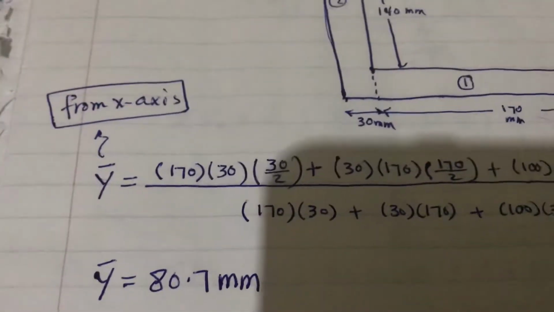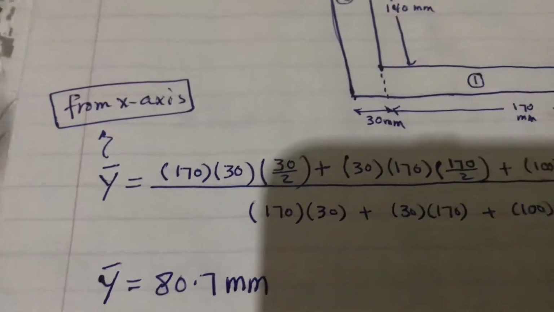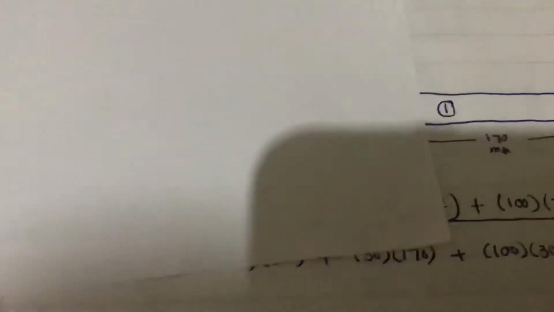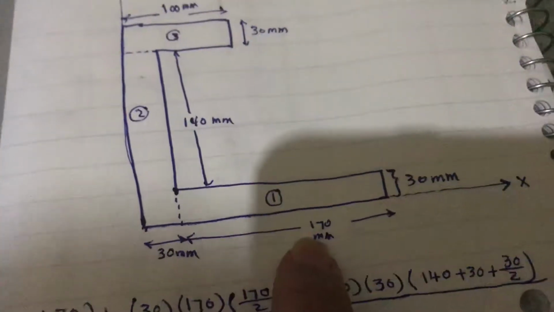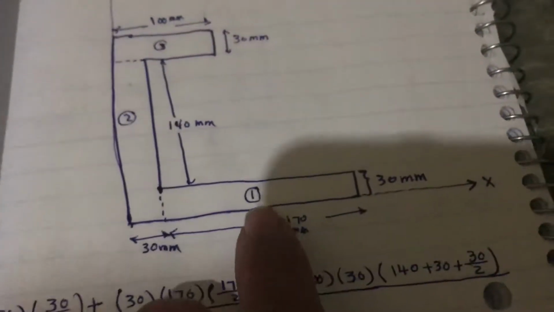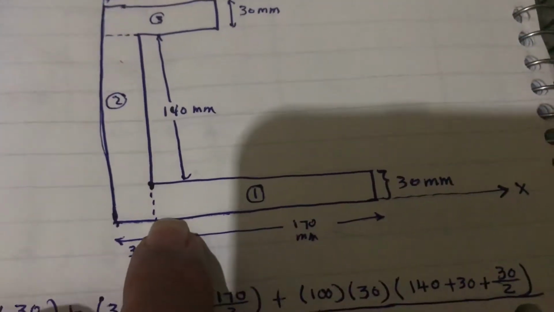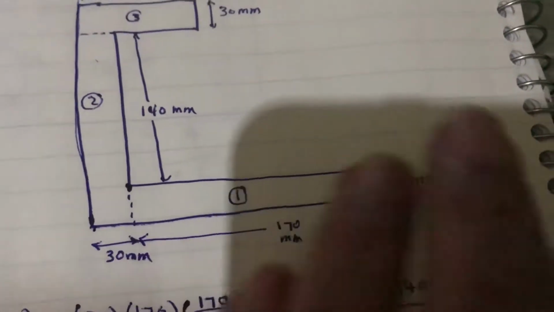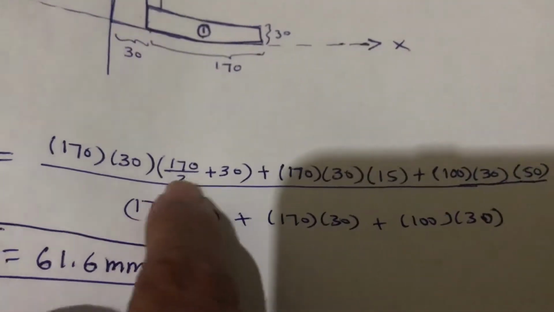Now let's find x bar. X bar is the distance from the y-axis. So for x bar, you'll do the same thing. You find the area, but now let's look at shape number 1. Shape number 1 has the same area, 170 times 30. Now we are looking away from the y-axis. So 170 divided by 2, because this is the center away from the y-axis, plus 30.